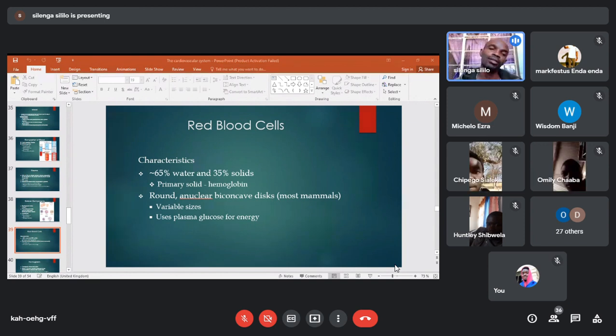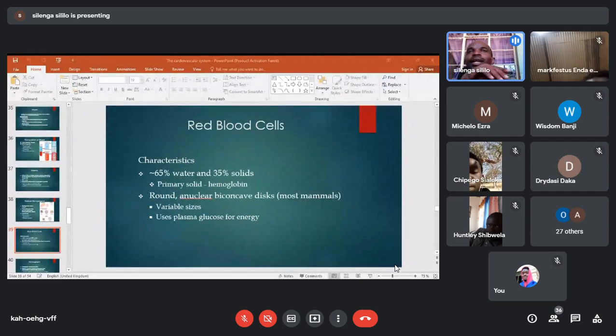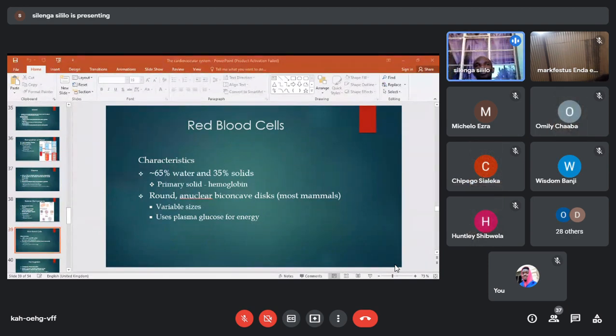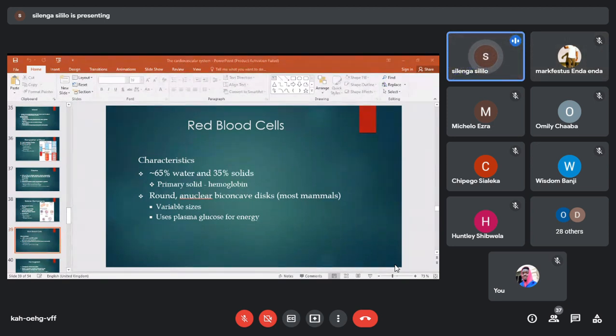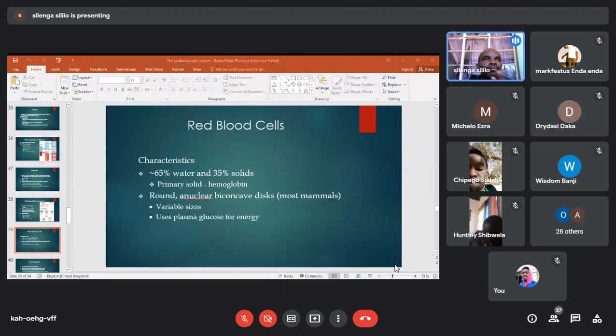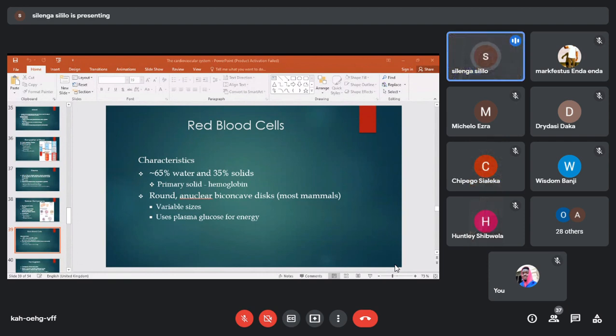Now, one interesting feature of red blood cells is that they have no nucleus. Most mammalian red blood cells have no nucleus, except for birds and some others. This is very important. In the production of blood cells in the bone marrow, during specialization and maturation, the erythroblast is used to form red blood cells.